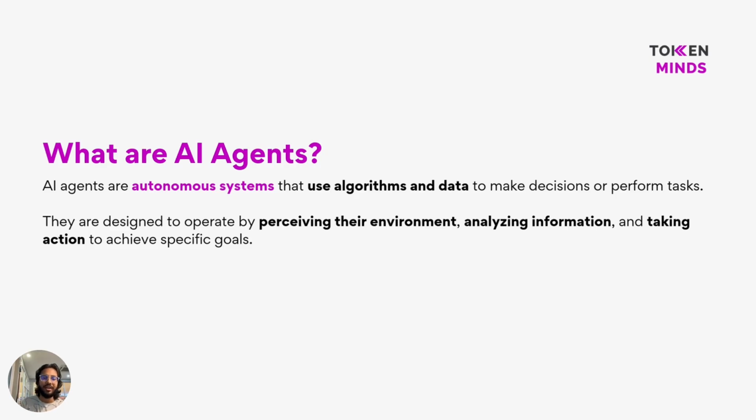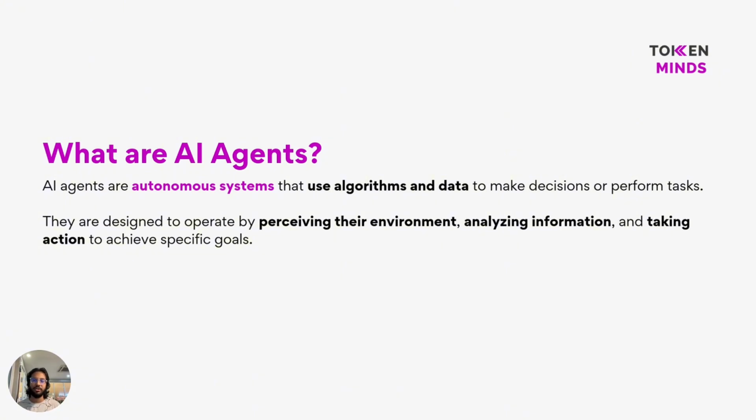So, what are AI agents? As I already explained, AI agents are autonomous systems that use algorithms and data to make decisions and perform tasks. They're designed to operate by perceiving the environment, analyzing information, and taking action to achieve specific goals, which means that they are trained on particular models, and they are made to behave based on those same models.